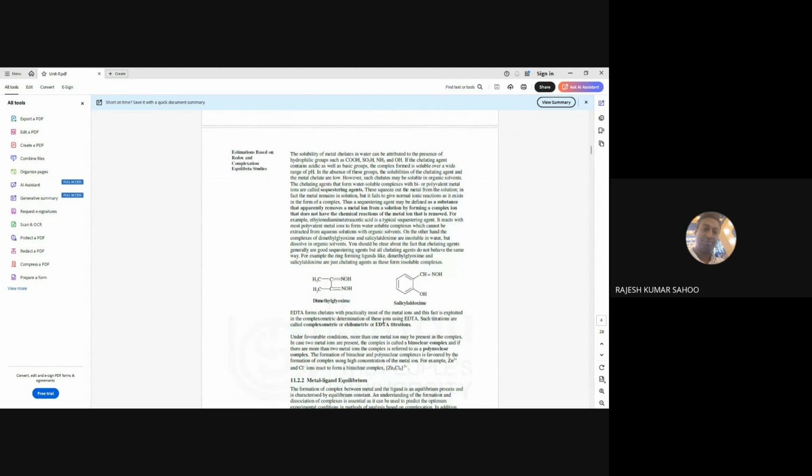Ethylene diamine is also used, and one more is oxalic acid, the oxalate ion, CO minus, CO minus.